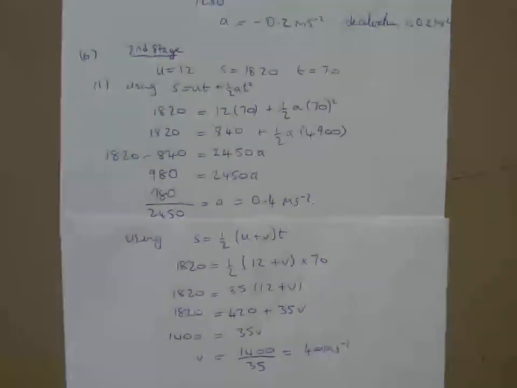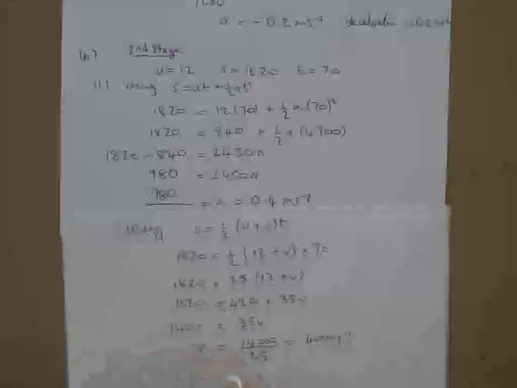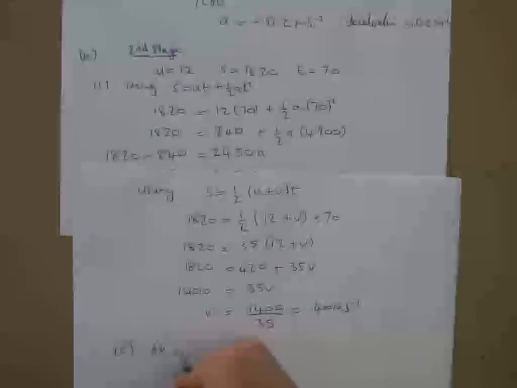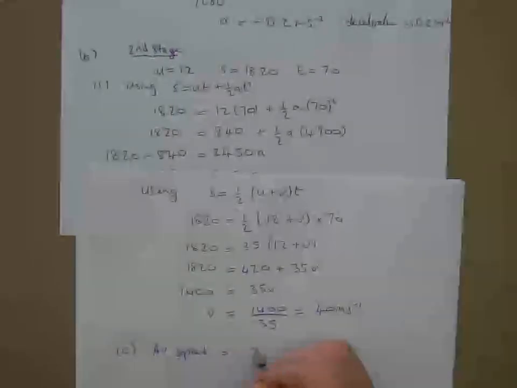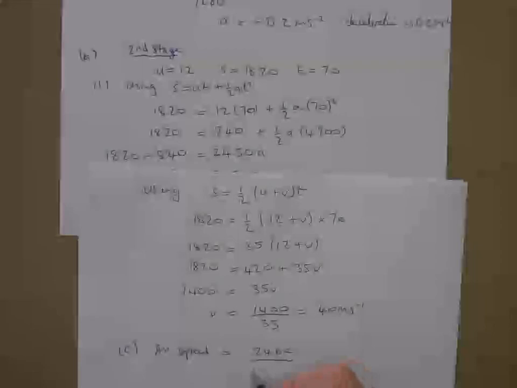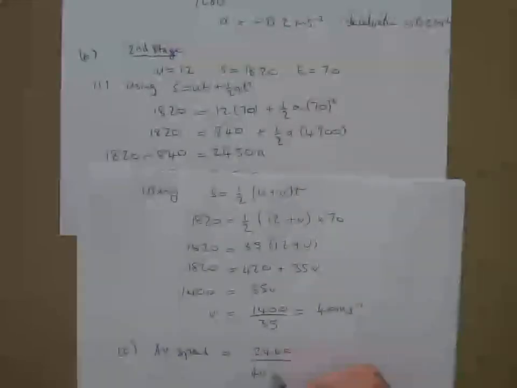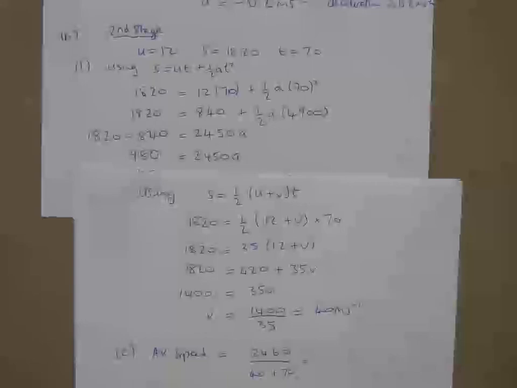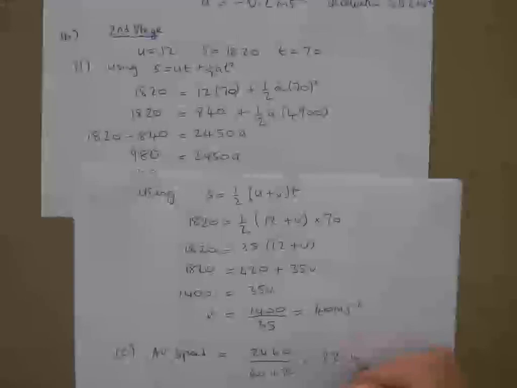You can check both ways really, can't you, to see if it's right. Then it says find the average speed of the car as it travels the 2460. So remember now, for average speed, average speed is total distance, which is 2460, over the total time. Now remember the total time will be the 40 seconds initially, plus then the 70 seconds which we were told. So if I work that out on my calculator, it comes out to be 22.4 meters per second. That's the average speed there.